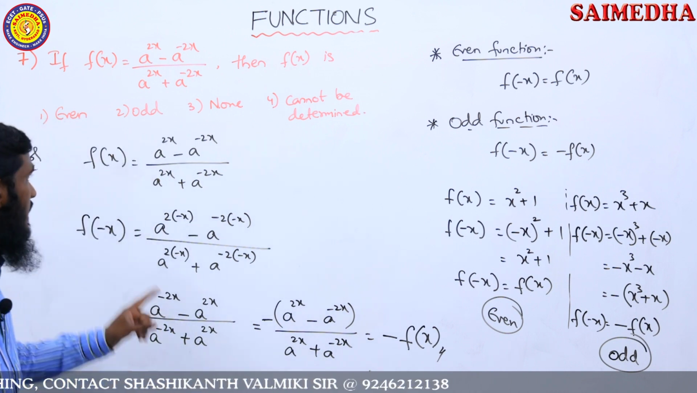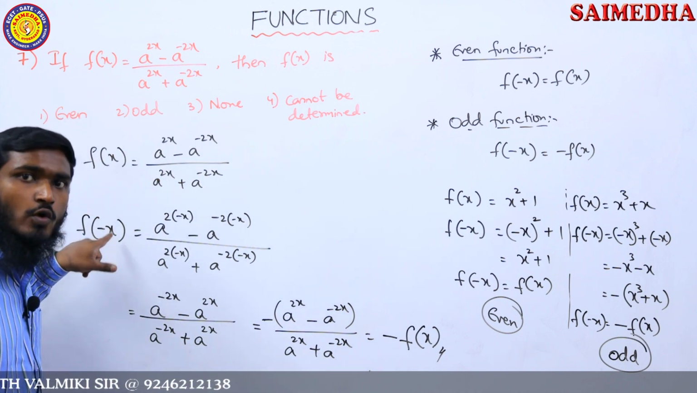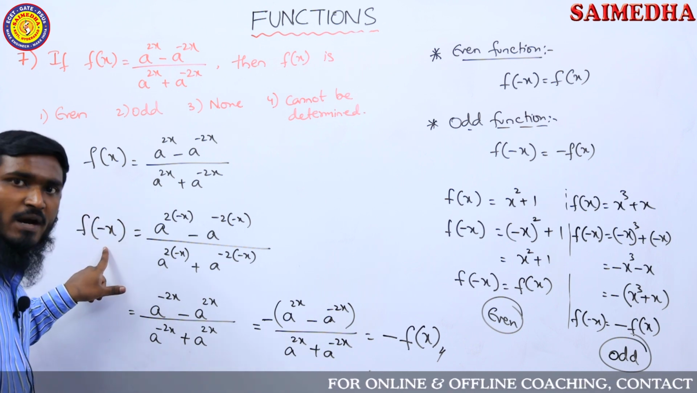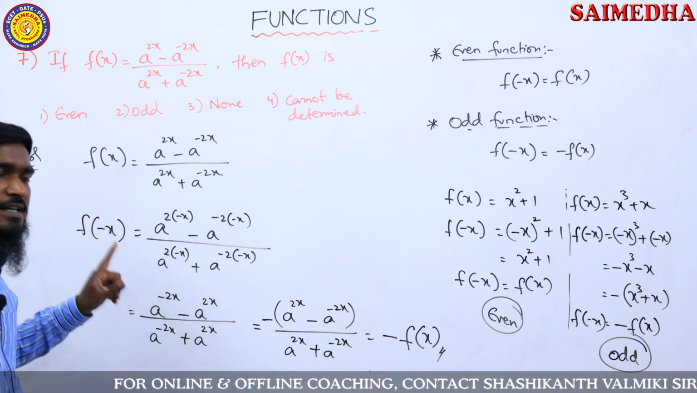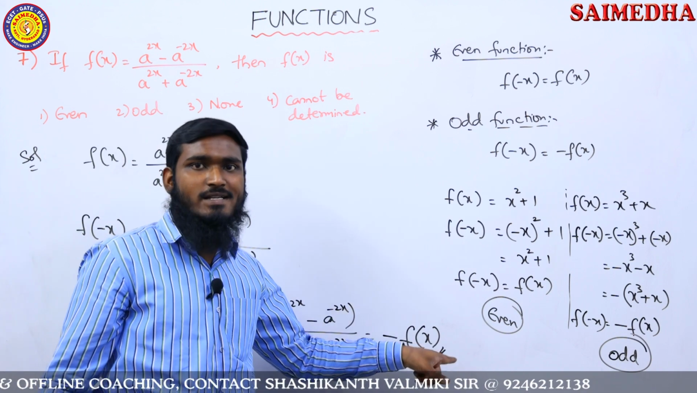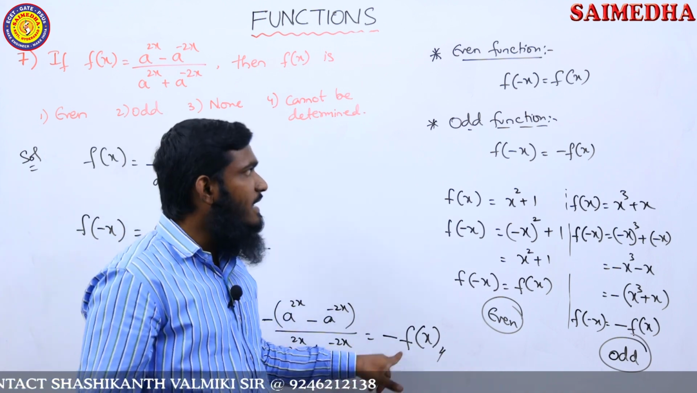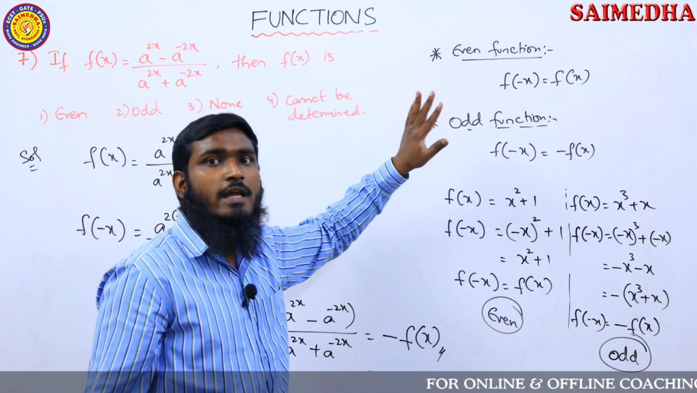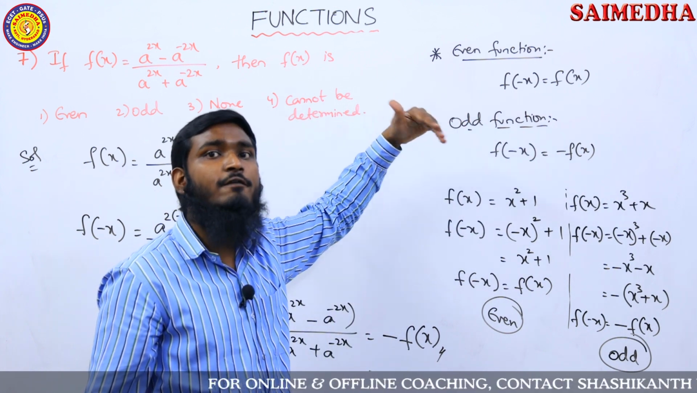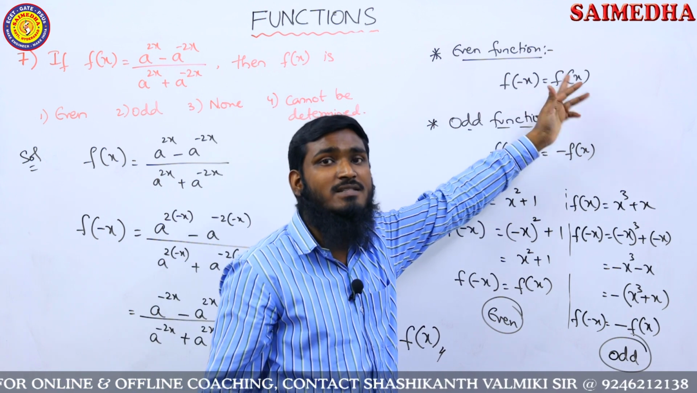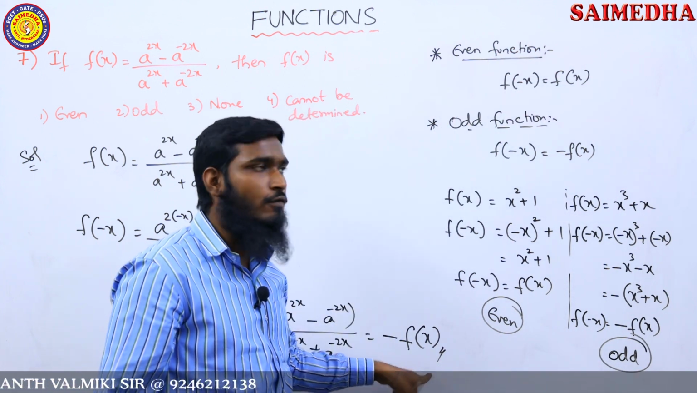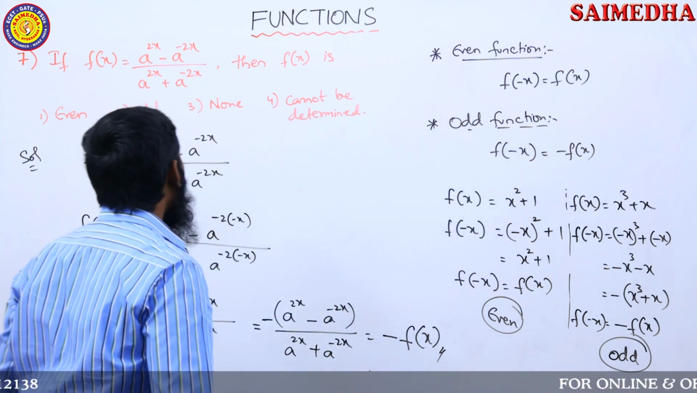So whenever we take the f of minus x value, in the place of x what are we substituting? We are substituting minus x. So f of minus x is equal to minus of f of x. Whenever we get minus of f of x, it is an odd function. If we get the answer as f of x, that is an even function. But what answer did we get over here? Minus f of x. Minus f of x means it is an odd function.